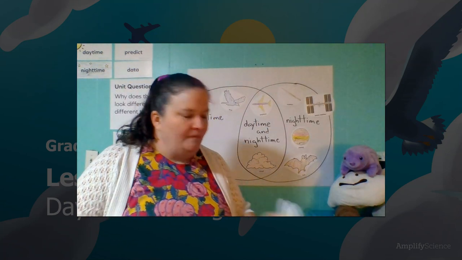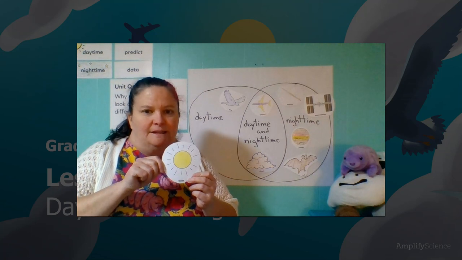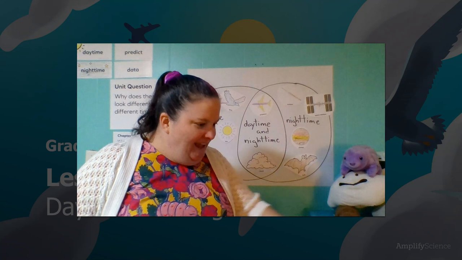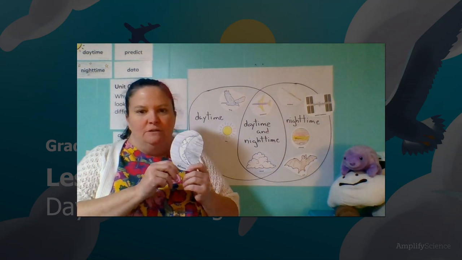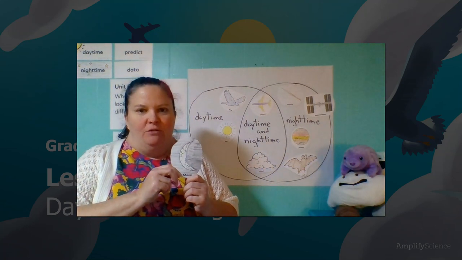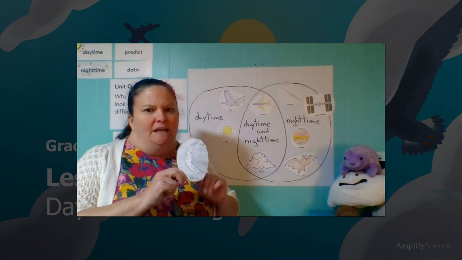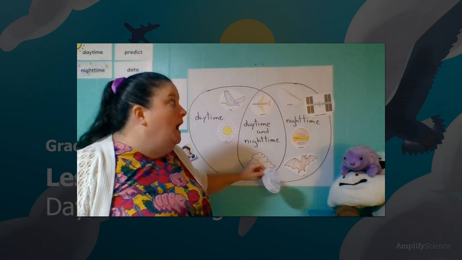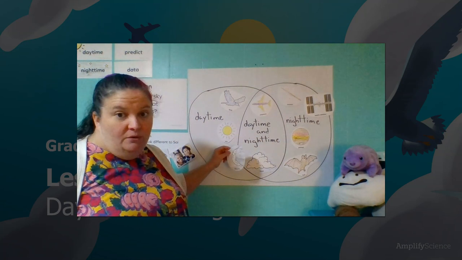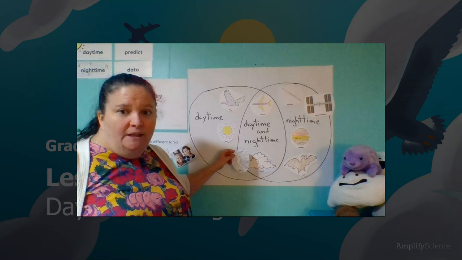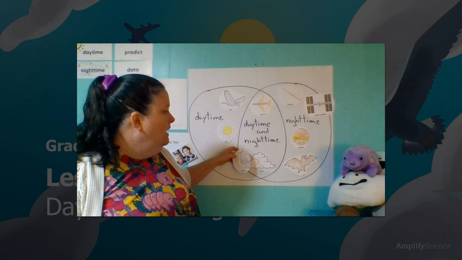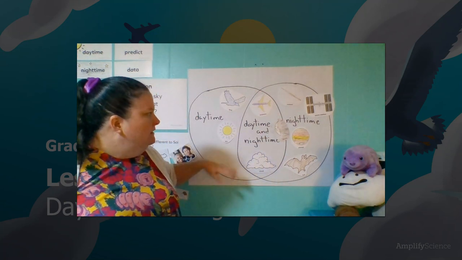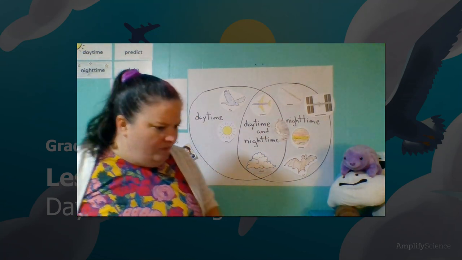And how about the sun? Daytime, that one was easy. And the moon? Daytime, nighttime, or both? I know most of the time we think about seeing the moon only at night, but I know that I've seen the moon during the day too. Have you guys ever seen the moon during the day? I have. I'm gonna put it here. I might be wrong, but that's where I'm gonna put it, in the middle, daytime and nighttime, right?